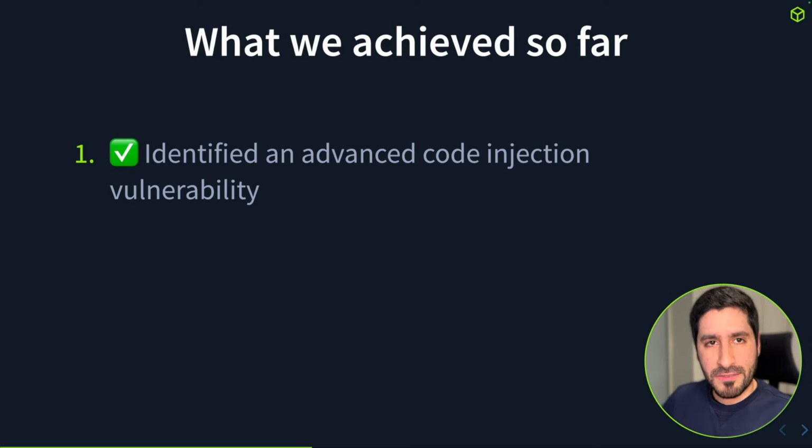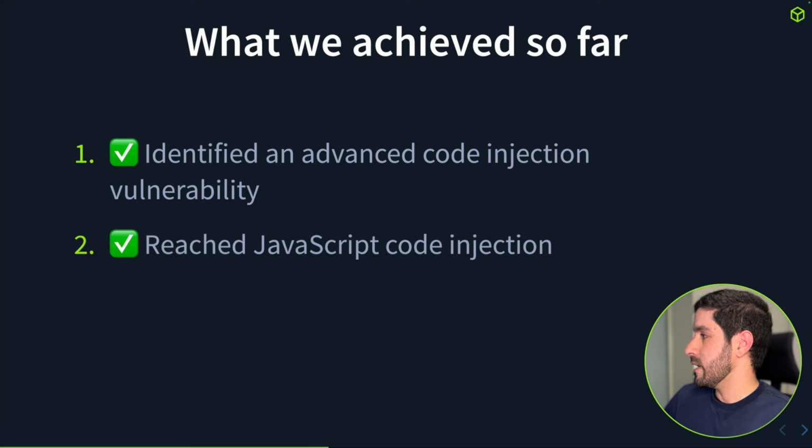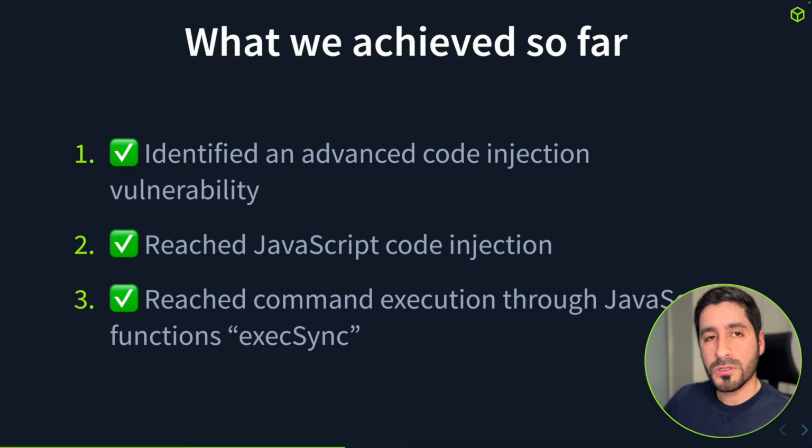If we see what we have achieved so far, we have identified, like I said, an advanced code injection vulnerability. So we are able to execute JavaScript code. And we have also been able to turn that into a command execution. So we use the execSync JavaScript function, and we were able to execute commands.